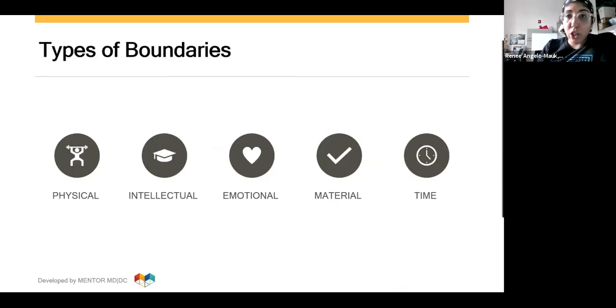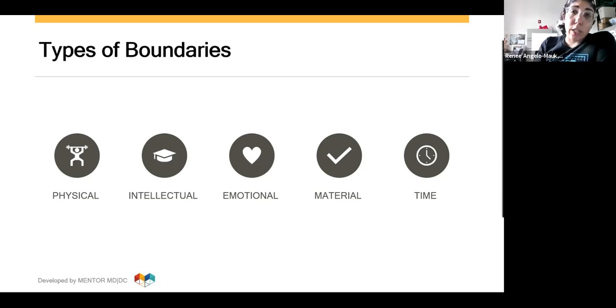Types of boundaries. So physical boundaries, intellectual boundaries, emotional boundaries, material boundaries, and time boundaries. Mentors will be protective of their time like all adults are. So that expectation of contact that we talked about earlier goes into time boundaries. Material boundaries: if you have procedures and policies about gifts and things like that, that is important.